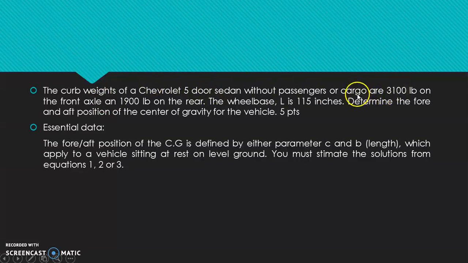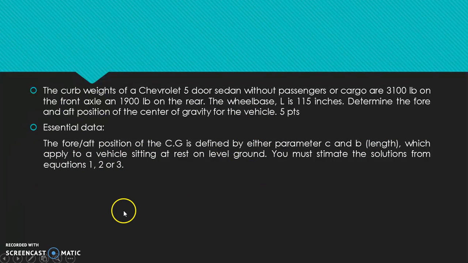The problem tells you a Chevrolet 5-door sedan without passengers or cargo has 3,100 pounds on the front axle and 1,900 pounds on the rear. The wheelbase L is 115 inches. Determine the fore and aft position of the center of gravity for a vehicle. The essential data is the fore-aft position of the CG is defined by either parameter C and B, lengths with respect to the vehicle resting on level ground.